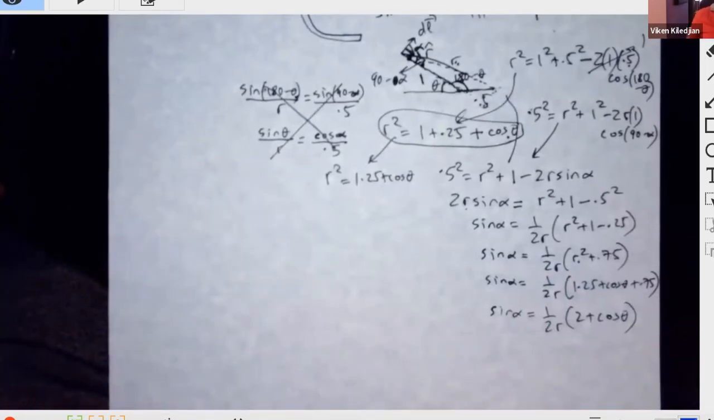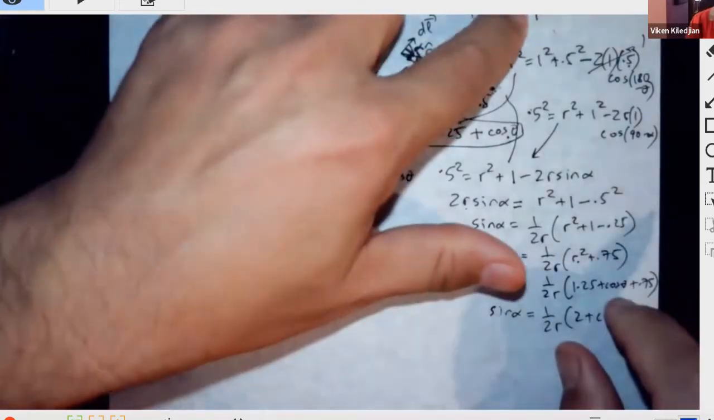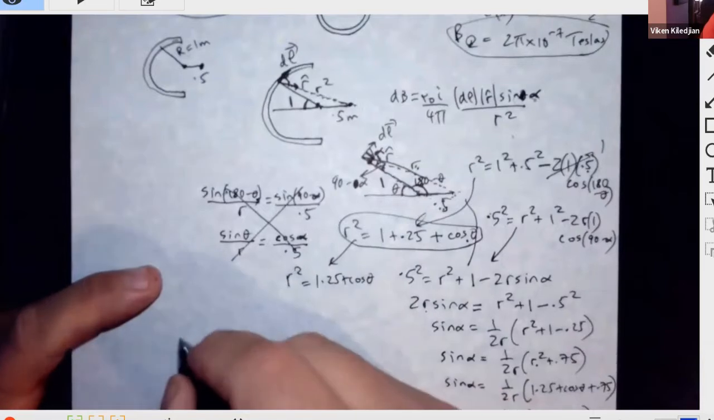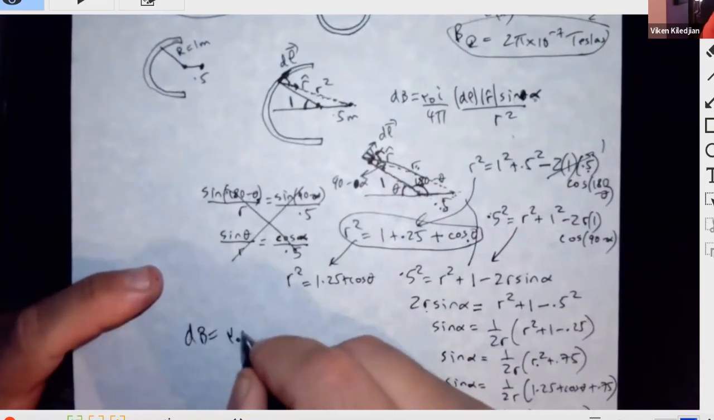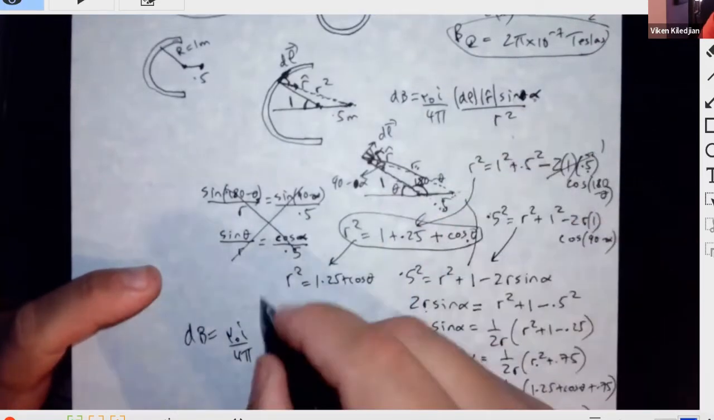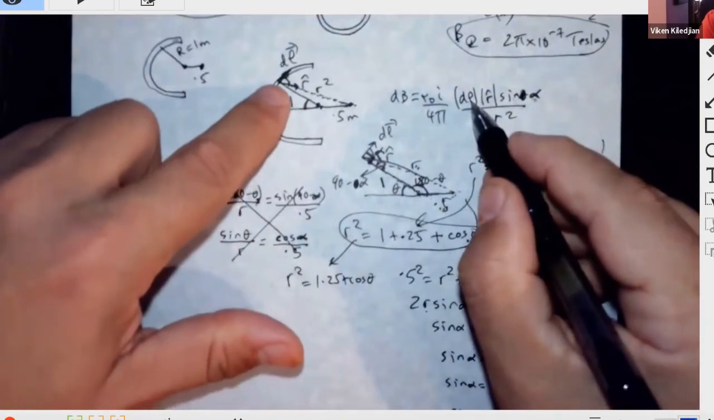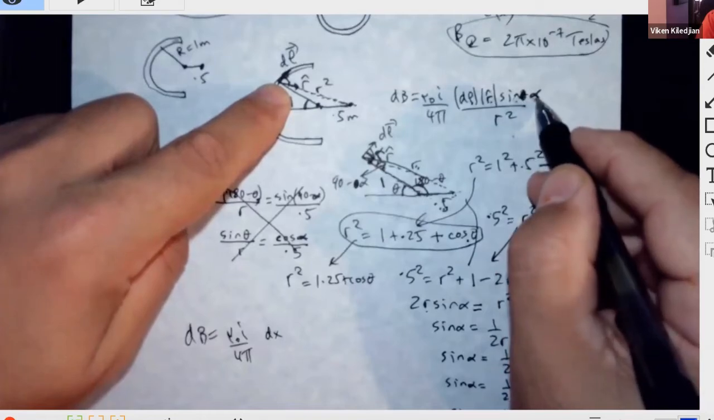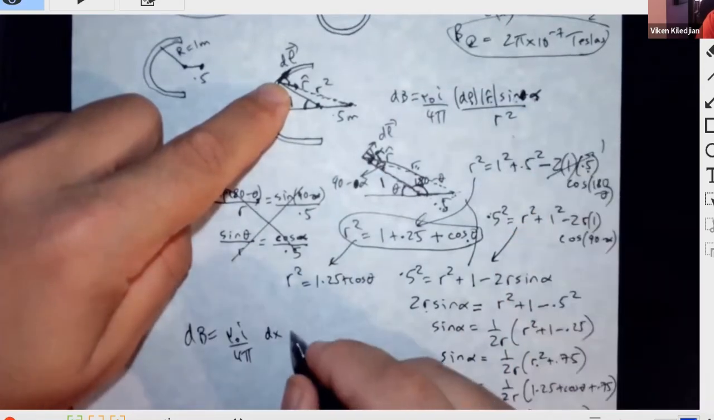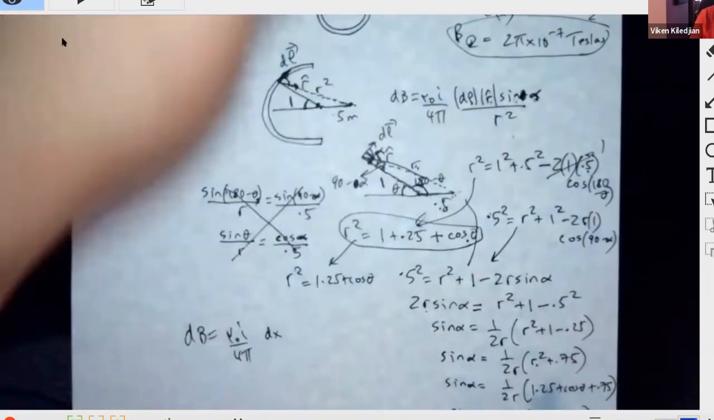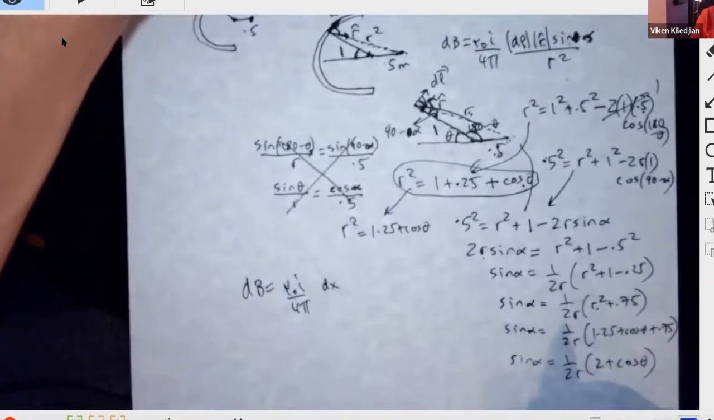So how does this help us at all? Or does it not? Well, if we go back to the original integral, right, then we're going to have what? dB is going to equal mu 0 I over 4 pi. This is going to be your dx, right? And then r hat, sine of alpha, which is going to be this guy. So I can substitute sine of alpha is this one, right?